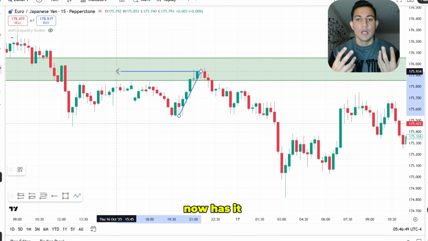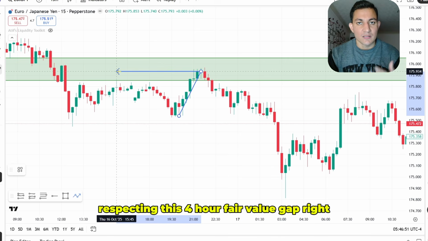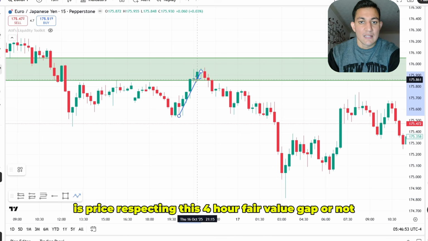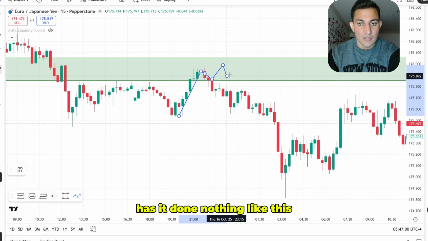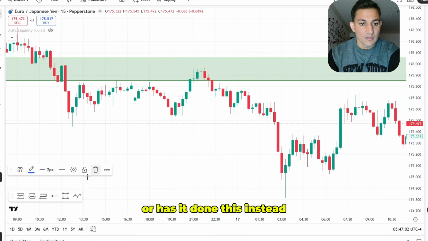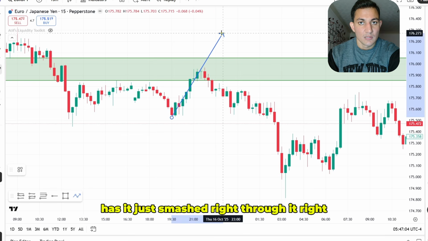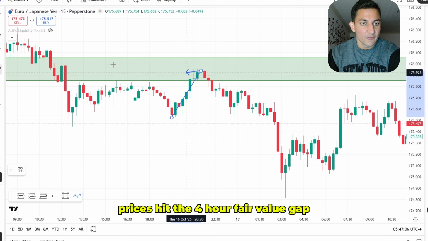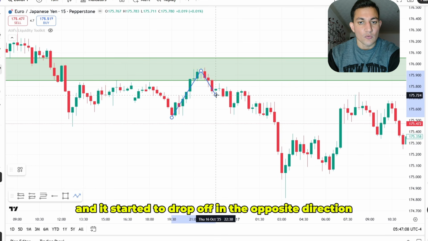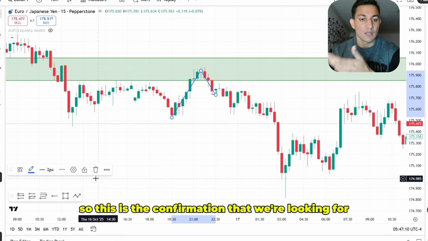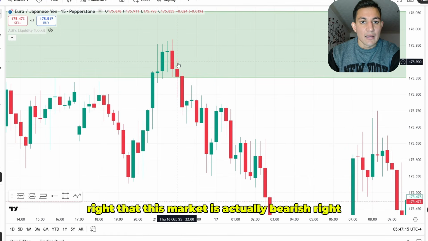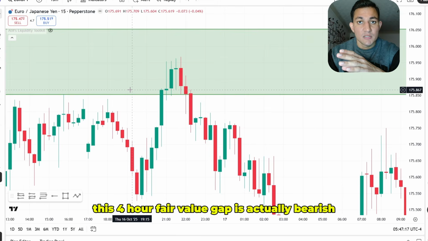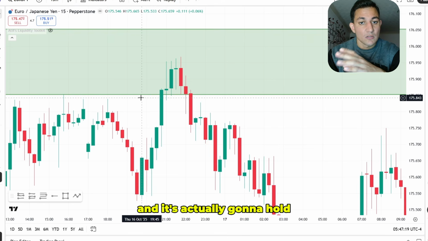Now, is price actually respecting this 4 hour fair value gap? Let me ask you this: is price respecting this 4 hour fair value gap or not? Has price started to go down? Has it done nothing like this? Or has it done this instead, just smashed right through it? Hopefully it's pretty clear. Price has hit the 4 hour fair value gap and has started to drop off in the opposite direction. So this is the confirmation that we're looking for, that this market is actually bearish, that this 4 hour fair value gap is bearish and it's actually going to hold.